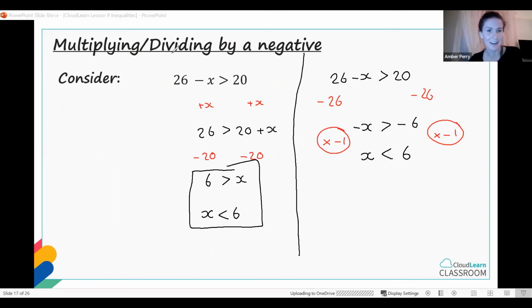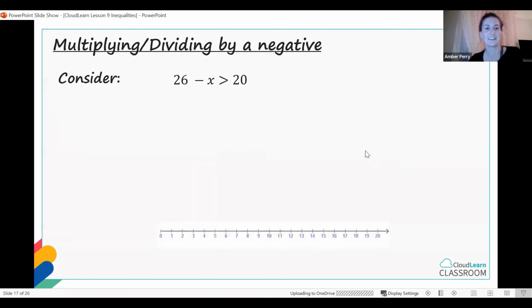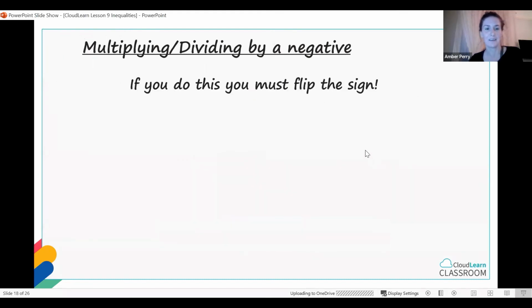Let me just put that up so you can make a note of that. So the rule basically is if you ever multiply or divide by a negative, you must flip the sign. That's something really important to remember. And I'll show you another example of that in a moment, okay?